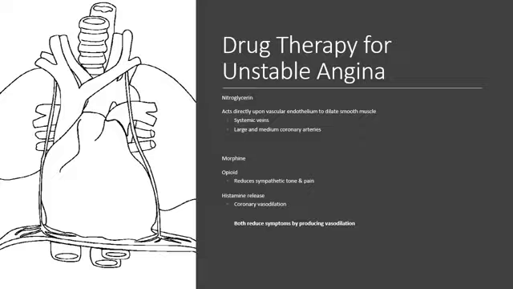So some of the drug therapy for unstable angina, as I mentioned before, that's where our MONA protocol comes into play. The nitroglycerin, what is it going to do? It's going to act directly on the vascular smooth muscle, the vascular endothelium, to dilate the smooth muscle. And so it has a lot of effects on both the systemic veins and the arteries. By dilating the medium and large coronary arteries, we're going to reestablish the oxygen supply and help alleviate the lack of oxygen being delivered to the myocardial tissue.